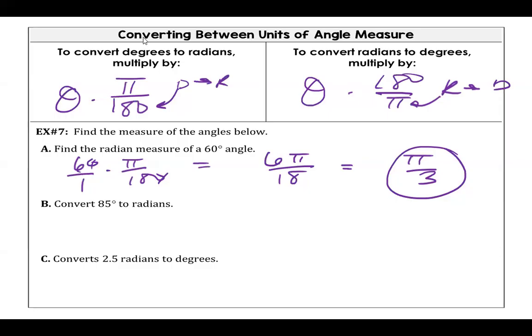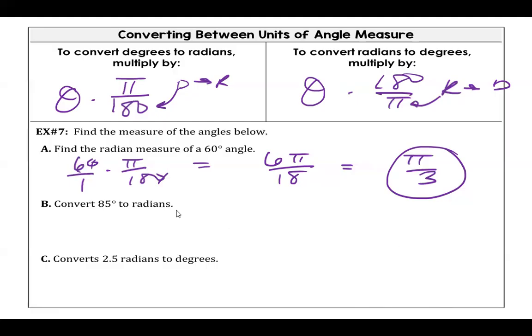Remember I told you to remember that if I'm going from D to R, what I'm changing is in the denominator. And so therefore my degrees are in the denominator. If I'm going from radians to degrees, what I'm changing is in the denominator. And that's because it's going to eliminate, it's going to go away, right? Because that's what I'm changing.